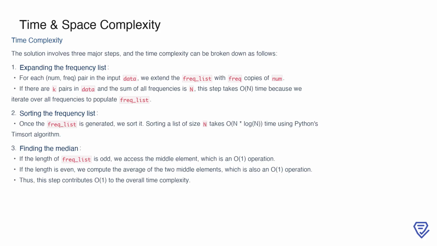Next, we need to sort the frequency list. Sorting a list of size n uses Python's timsort algorithm, which has a time complexity of O(n log n). Finally, we find the median. If the list has an odd length, we simply access the middle element, which is an O(1) operation. For an even length, we calculate the average of the two middle values, which is also O(1). Since this step involves only constant time operations, it doesn't significantly impact the overall complexity.